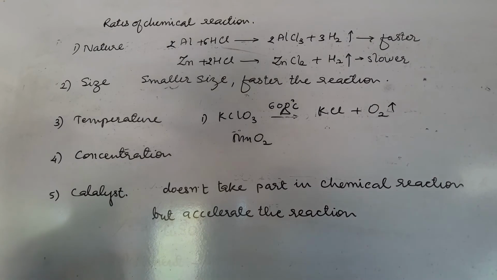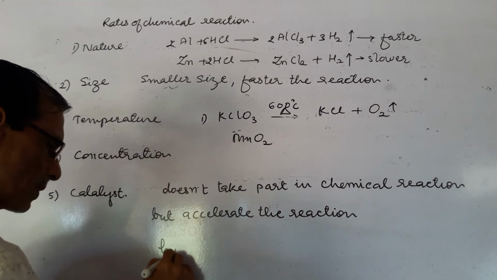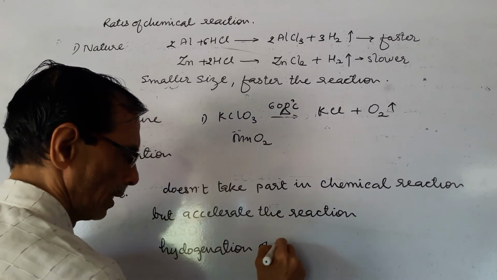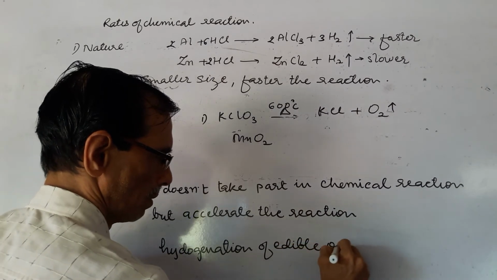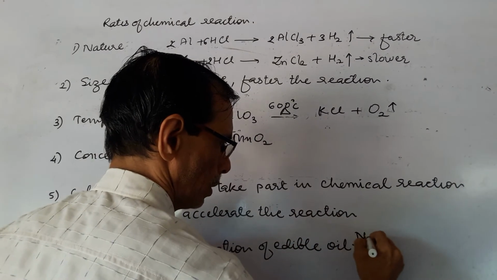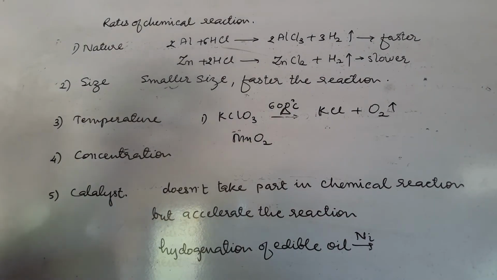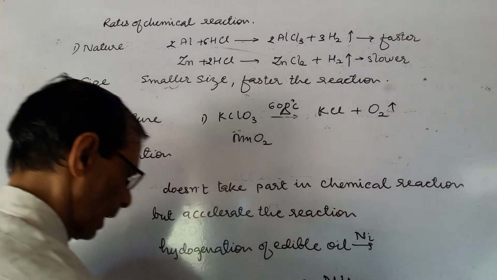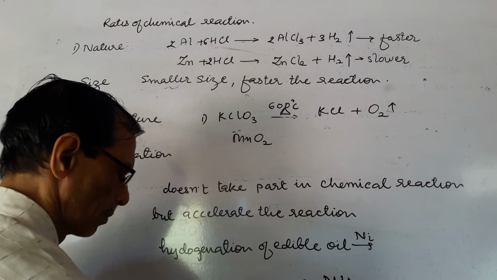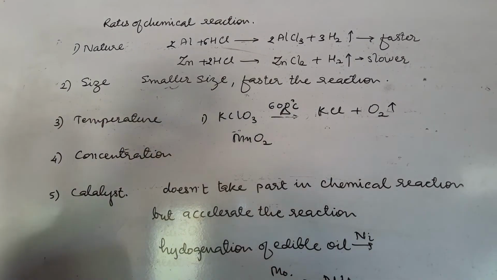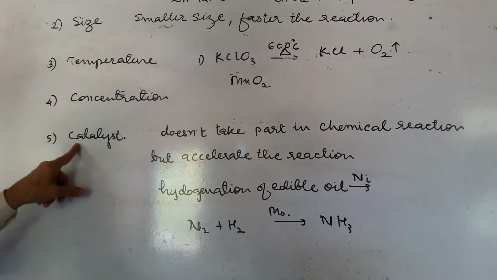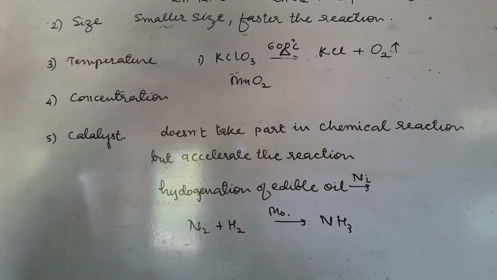Also in the hydrogenation of edible oil, you know that nickel is used as a catalyst. Even to prepare ammonia from nitrogen and hydrogen, molybdenum, an element, is used as a catalyst. So different catalysts are used in the laboratory or in chemical factories to speed up the rate of reaction as much as possible.